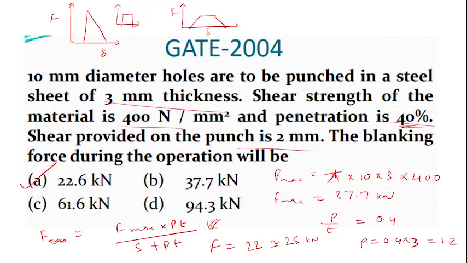Ma'am, S plus PT is 3.2. See, PT will be 1.2 into 3. That is 3.6, right? So S plus PT will be 5.6, right? Then your F max, here you don't directly put in kilonewton. You write 37.7. Ma'am, P is 0.4 and PT is 1.2. Penetration is provided as 40%.